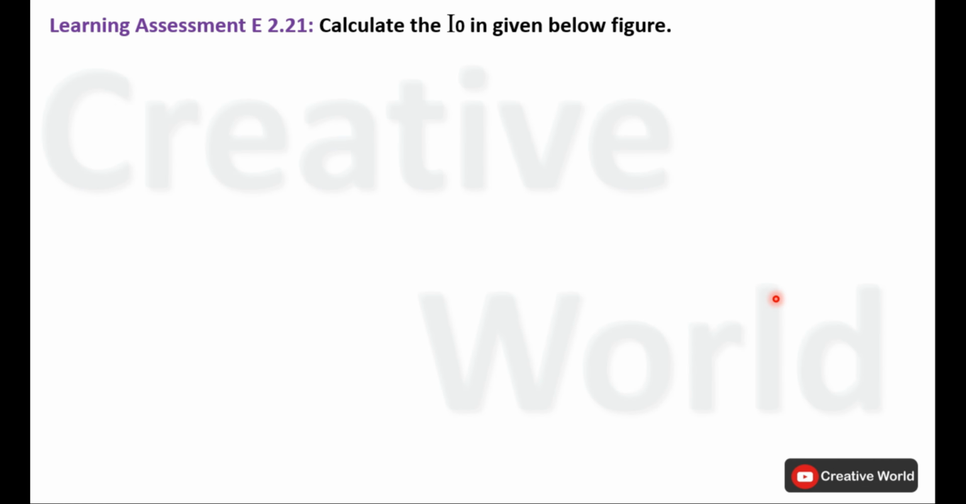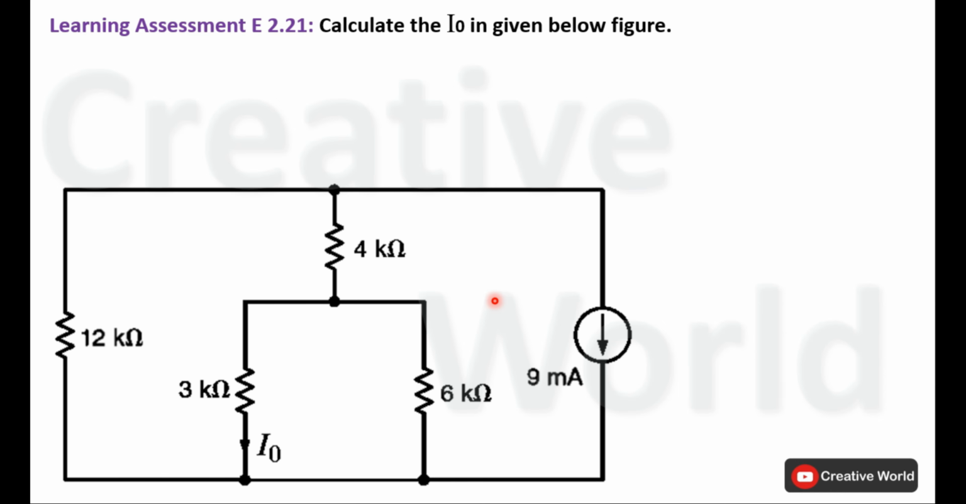Learning Assessment E2.21. Calculate the current I0 in the figure given below. This is the circuit diagram of the given problem. We have to calculate the value of current I0 in this branch. This circuit includes only two parameters. One is the values of resistances and the other is the current of the current source. And it is asked to calculate the value of current as well.